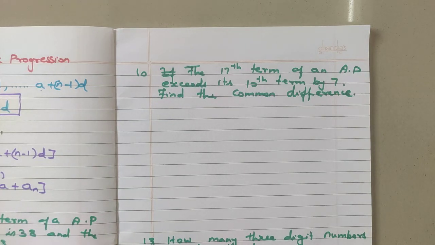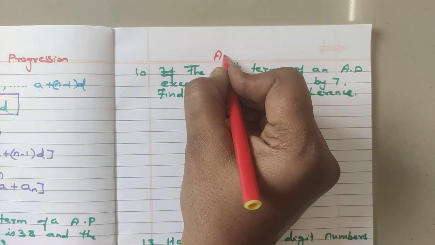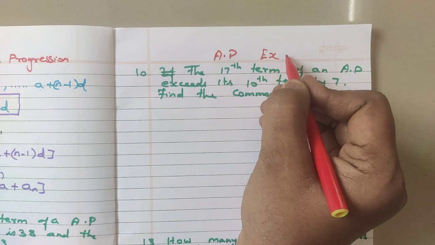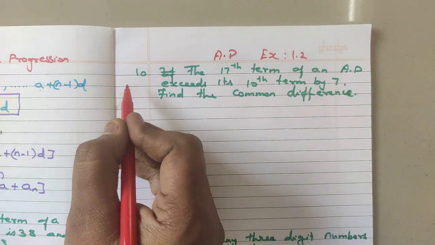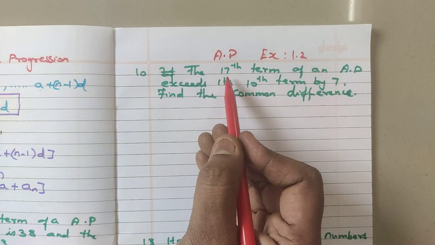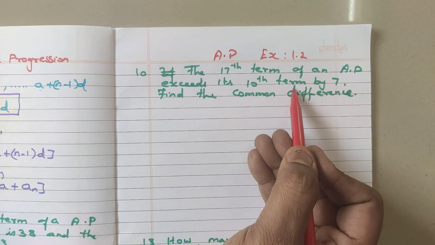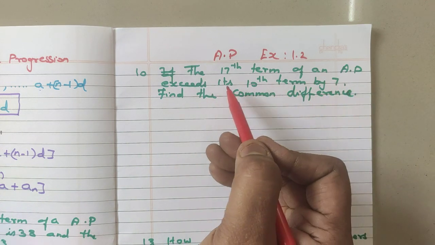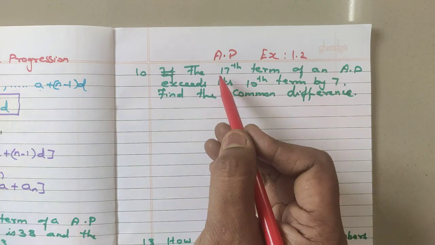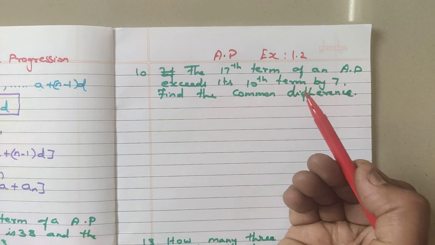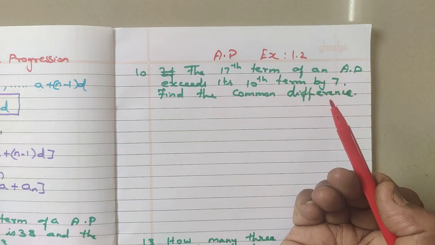Today I am going to explain arithmetic progression exercise 1.2, 10th question. The 17th term of an AP exceeds its 10th term by 7. This is a very simple question. If you understand the meaning of this sentence, you will be able to solve this question very easily.